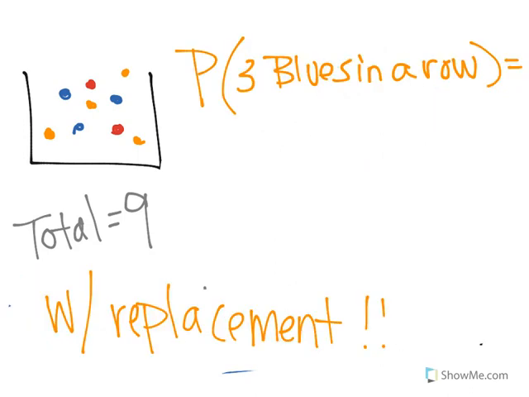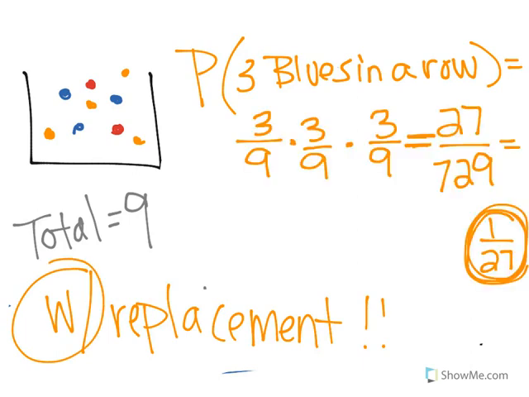Let's try some. Notice how I threw that little orange marble back in there for this problem? I want you to find the probability, with replacement, of picking 3 blues in a row. Pause it and try it now. You should end up with 1 over 27. If you didn't, you probably just forgot to simplify.